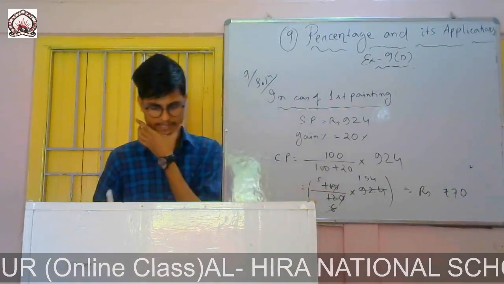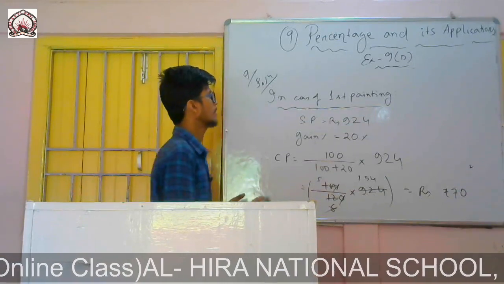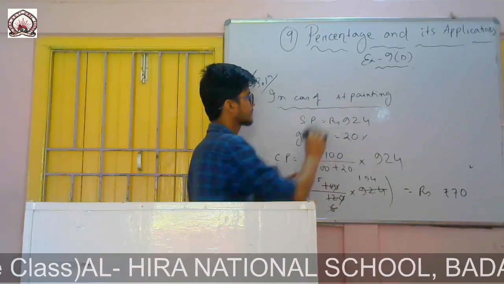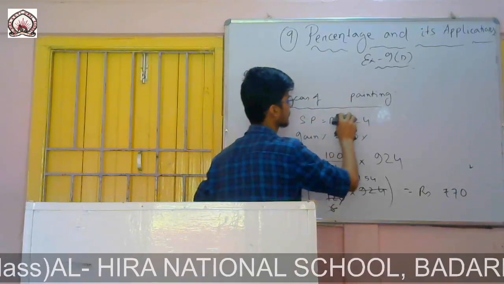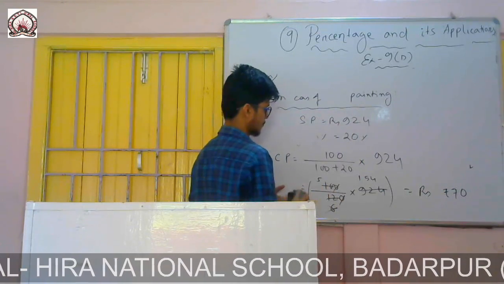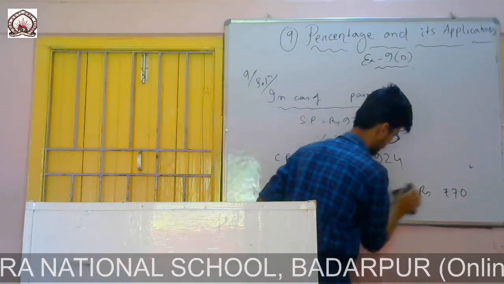So now we'll find the cost price of the second painting. So in case of the second painting, SP is the same, and there will be loss percent. The formula will also be the same, and only this part will change.